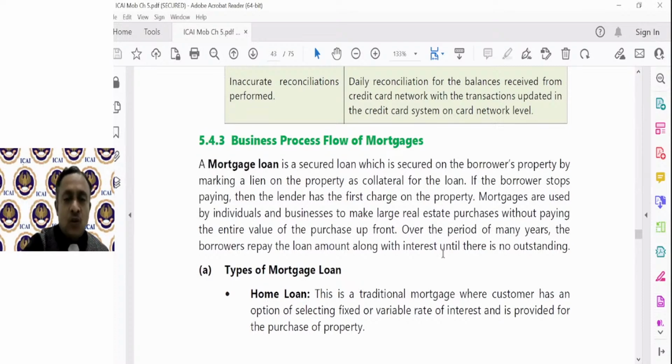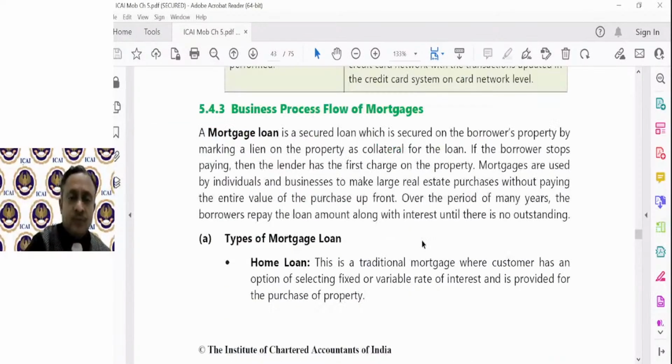Now, what are the types of mortgage loans? So let us take one by one. First is home loan. Now, this is a traditional mortgage where the customer has the option of selecting fixed or variable rate of interest and is provided for purchase of property. So, in fact, just additional discussion on this aspect.